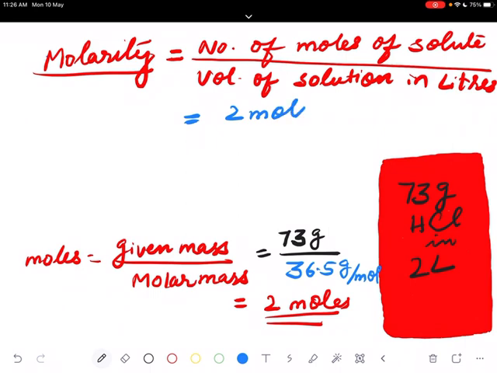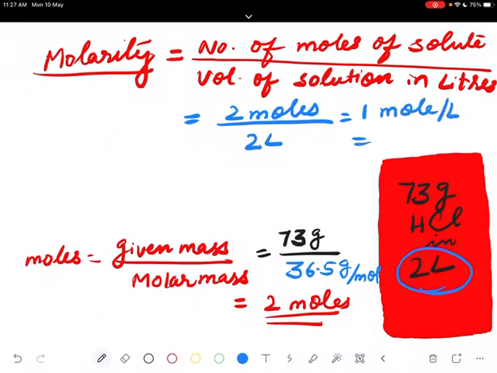2 moles upon volume of solution in liters, here 2 liters. So 2 moles upon 2 liters, that is 1 mole per liter, that is 1 molar.